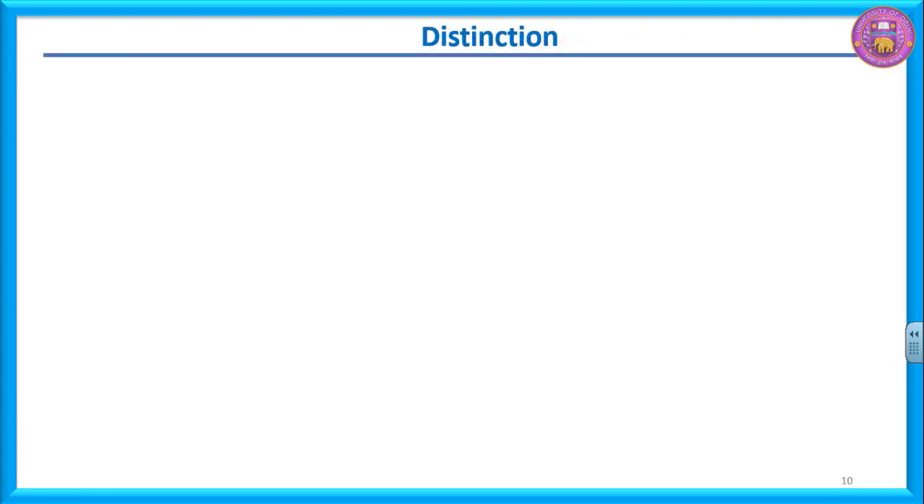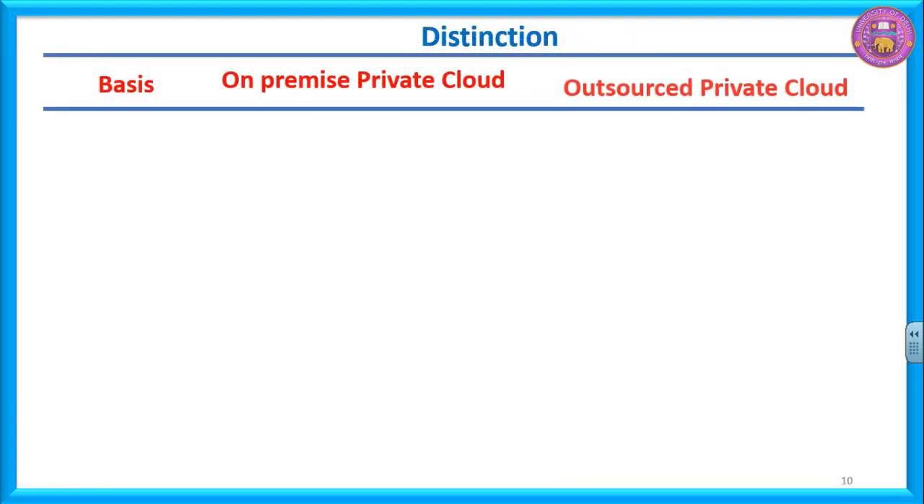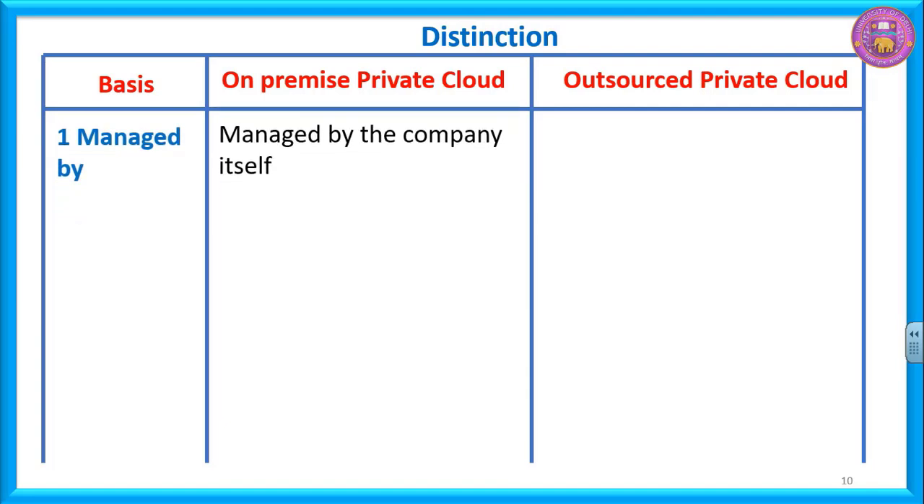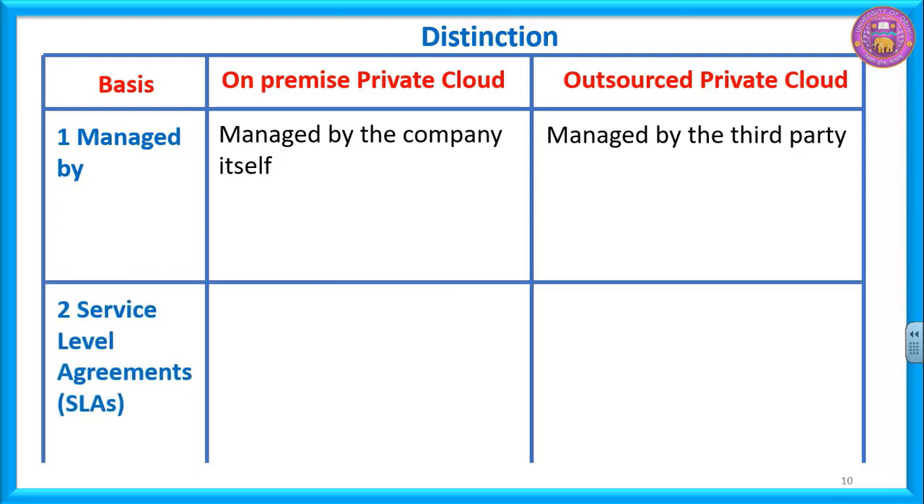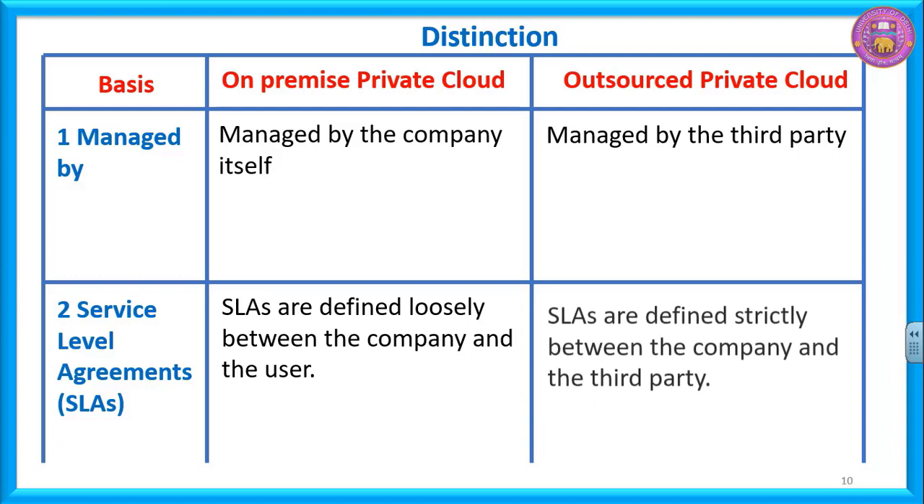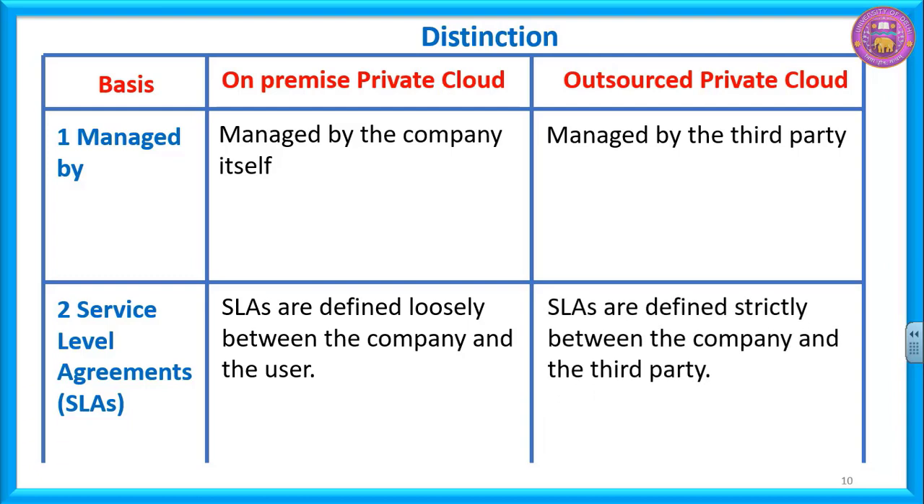Now, what is the distinction between on-premise private cloud and outsourced private cloud? On the basis of managed by: on-premise private cloud is managed by the company itself, whereas outsourced private cloud is managed by a third party. Second point, the service level agreements, SLAs. SLAs are defined loosely between the company and the user because they are one and the same thing. In the case of outsourced private cloud, SLAs are defined strictly between the company and the third party.